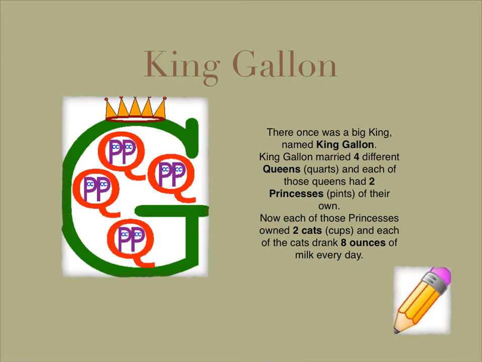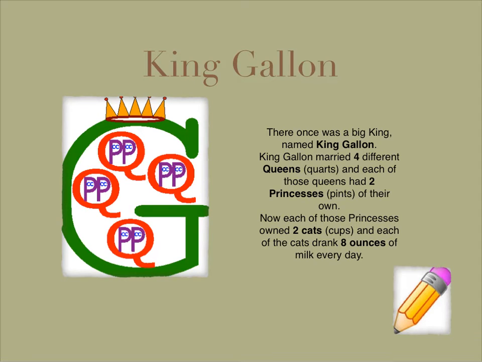Now, before we move on, I just want to tell you the story of King Gallon. So once there was a big king named King Gallon. King Gallon married 4 different queens, and each of those queens had 2 princesses of their own. Now each of those princesses owned 2 cats, and each of the cats drank 8 ounces of milk every day.